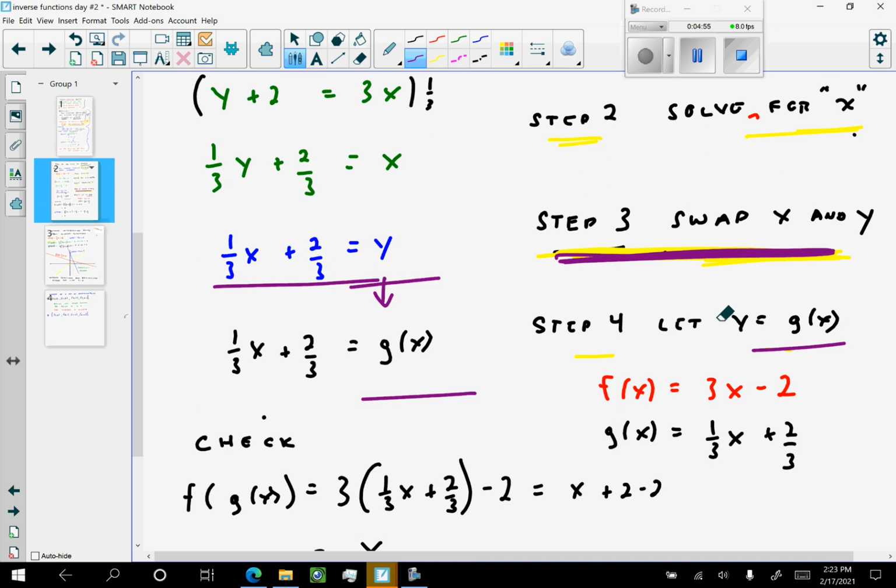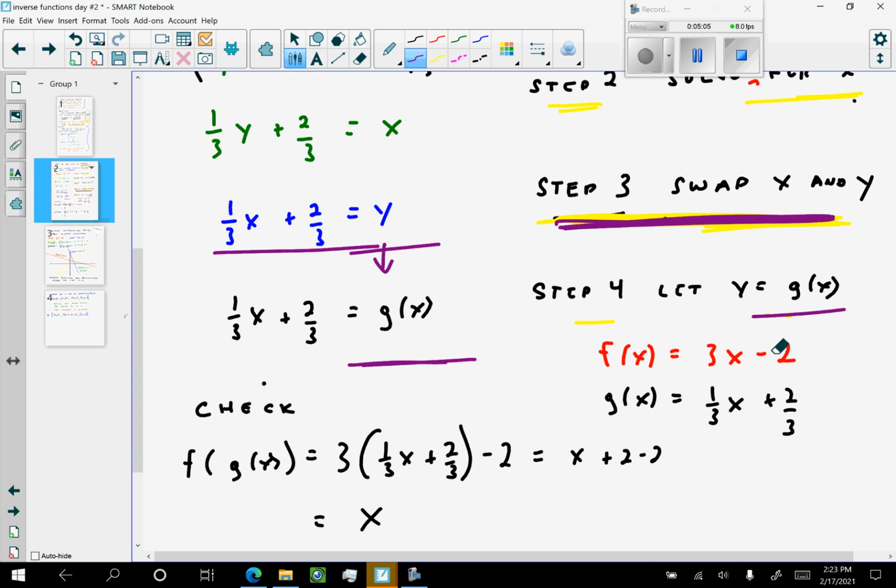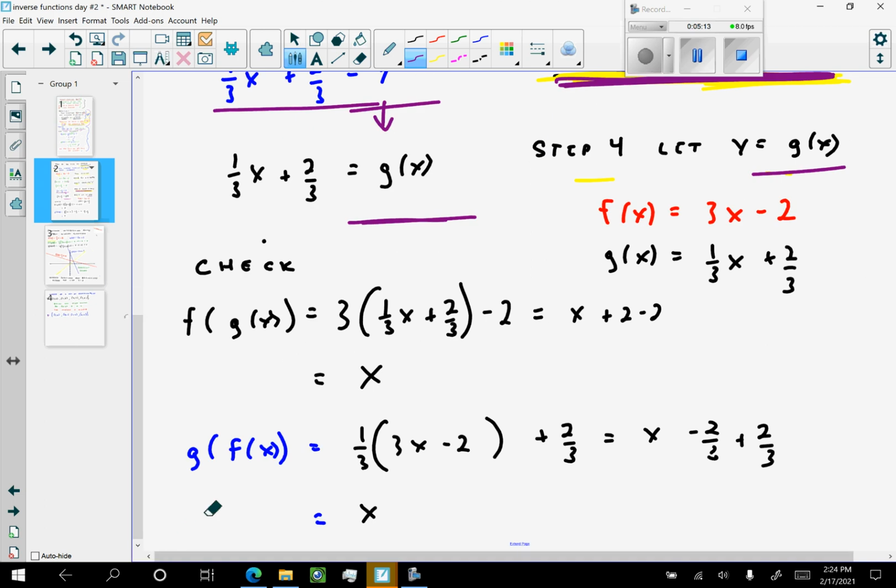And what are you going to do? You're going to check to see if you correctly found the inverse g of x. So we're going to recall that f of x was 3x minus 2. We have g of x is 1/3 x plus 2/3. And we're going to check f of g and g of f.